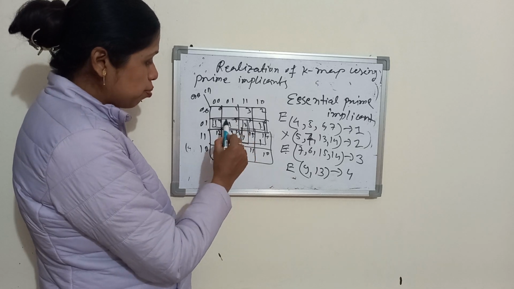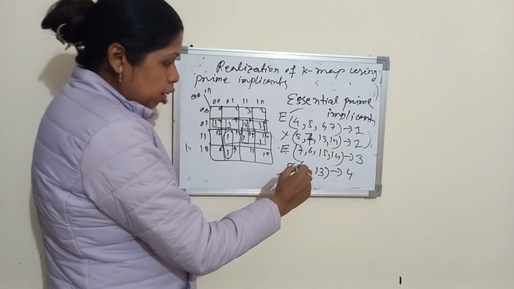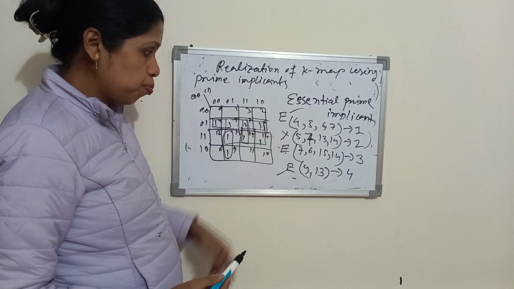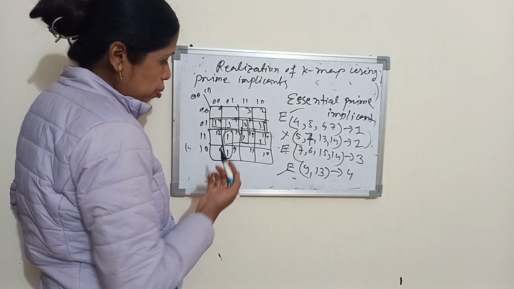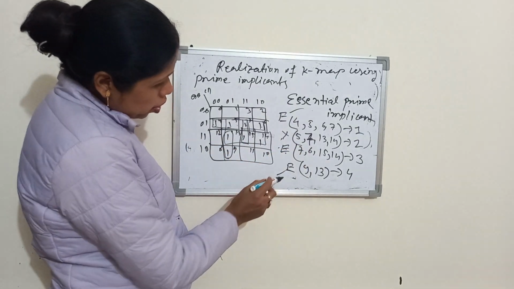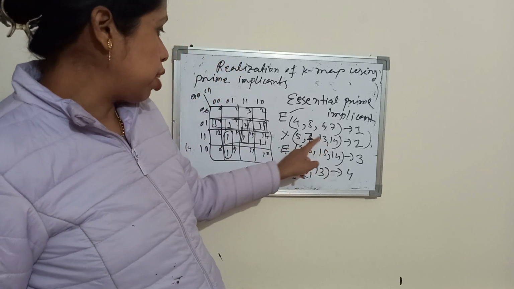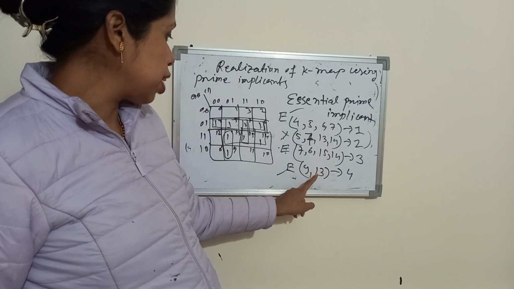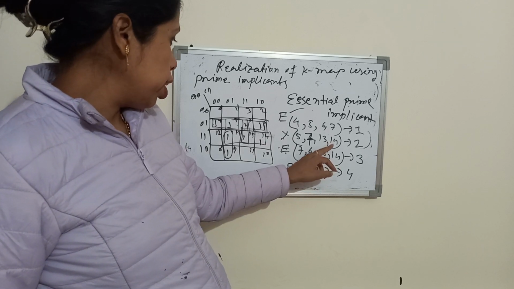Now I come to this group, the middle two groups. This is fine, I also checked this. Now come to these two groups. From these two groups, which will be the essential prime implicant? In these two groups, 5, 7, 13, 14: 5, 7 is included here, 13 is also included here, but 14.